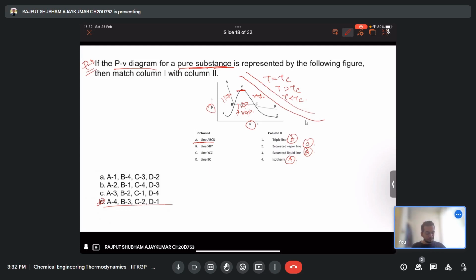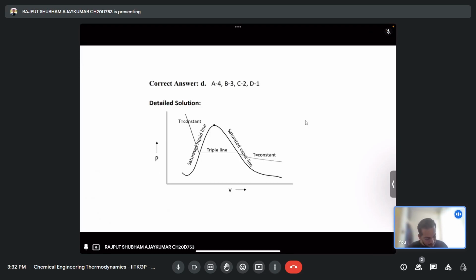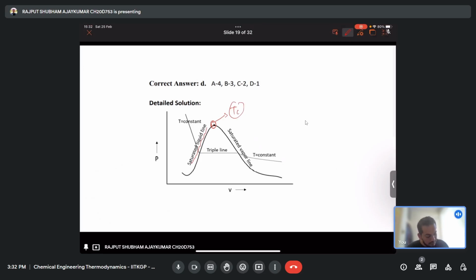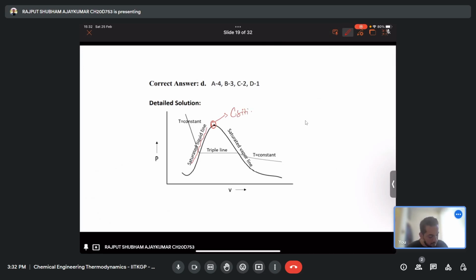Okay, so this is what the PVT behavior corresponds to. So this is what I've shown. The first line is known as the saturated liquid line. This one is known as the critical point, that is the critical temperature and critical pressure Pc. It's known as the critical point. And the second line is known as the saturated vapor line. The region between is known as the saturated mixture region. And this is known as the isotherm.